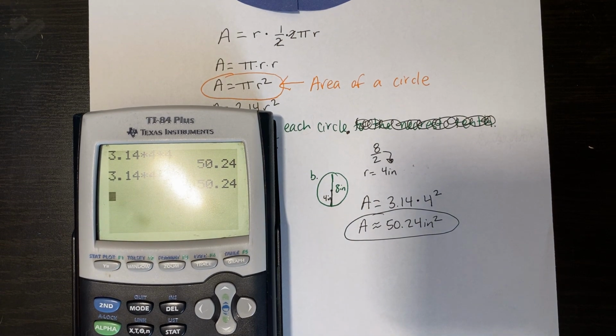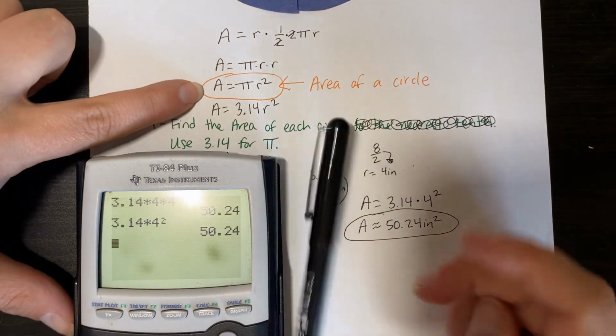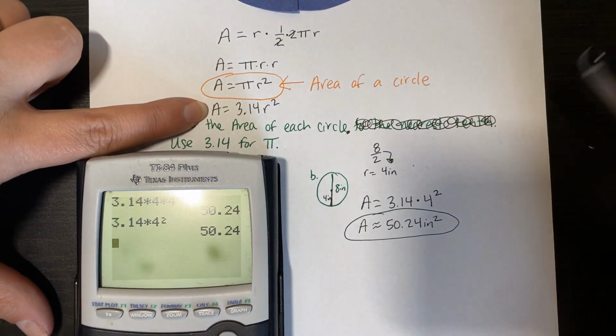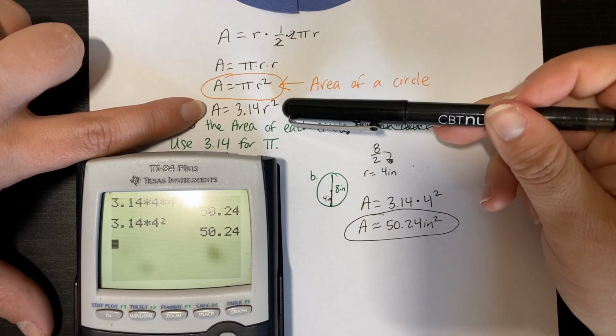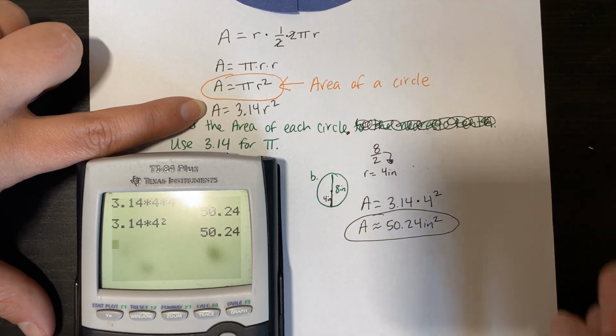So your homework for today is going to be practicing on IXL how to use the area of a circle formula. On there, it's going to tell you to use 3.14 for pi, so you could just use this equation.